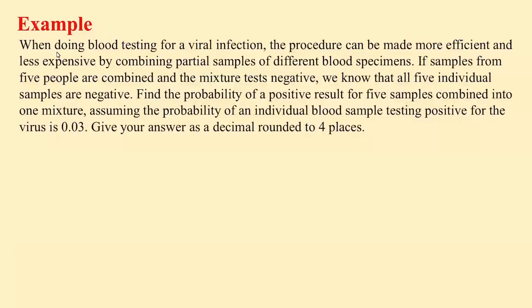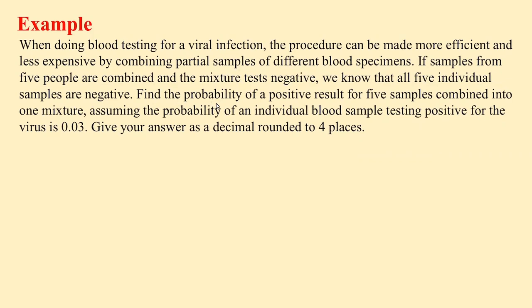Example: when doing a blood test for a viral infection, the procedure can be made more efficient and less expensive by combining partial samples of different blood specimens. If samples from 5 people are combined and the mixture tests negative, we know that all 5 individual samples are negative.